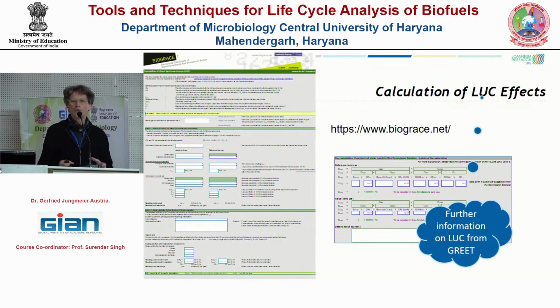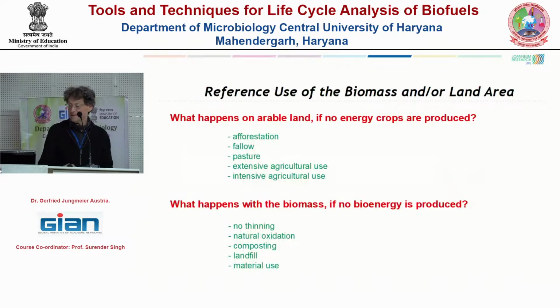These are two programs where you get a very good insight on the orders of magnitude and the data that are relevant to calculate land use and land use change. So this thematics of land use and land use change is very closely connected to the production of biomass, because we've already seen yesterday that it's always a question what's happening on that piece of land if you do not produce bioenergy, which we call the reference use of the land or the biomass. And so these two questions are quite relevant.